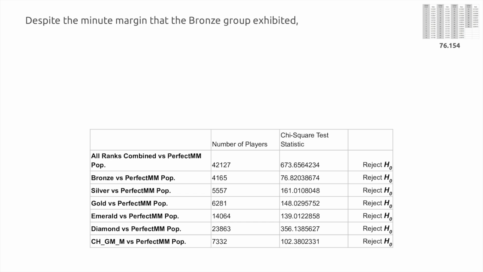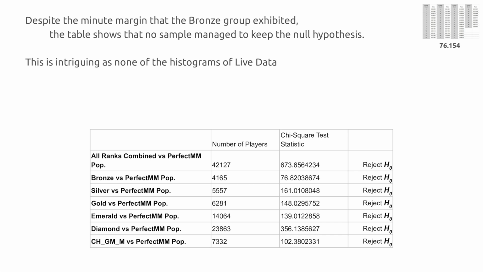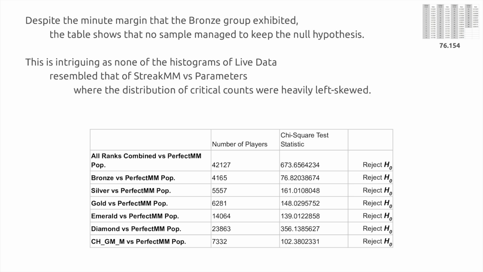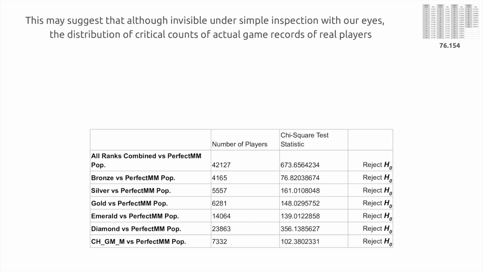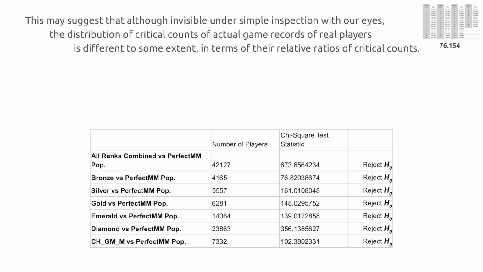Despite the minute margin that the bronze group exhibited, the table shows that no sample managed to keep the null hypothesis. This is intriguing as none of the histograms of live data resembled that of streak-mm versus parameters, where the distribution of critical counts were heavily left skewed. This may suggest that although invisible under simple inspection with our eyes, the distribution of critical counts of actual game records of real players is different to some extent in terms of the relative ratios of critical counts.